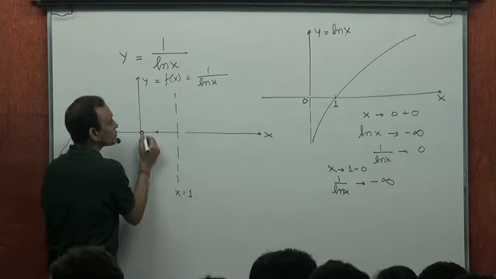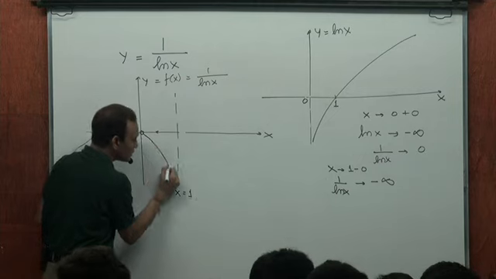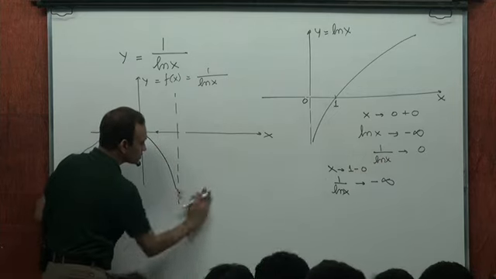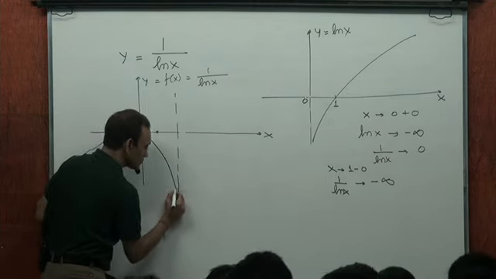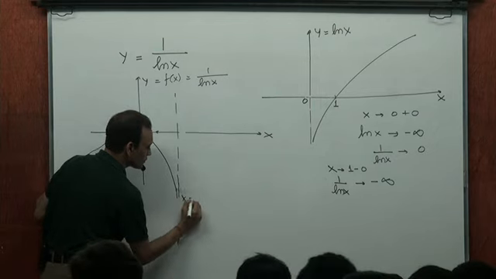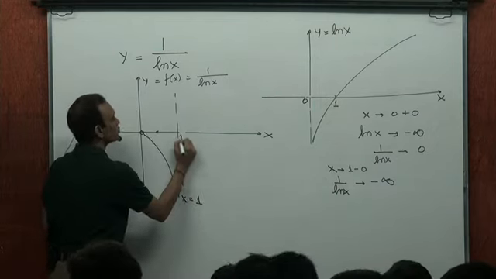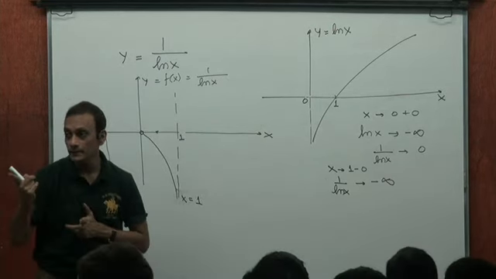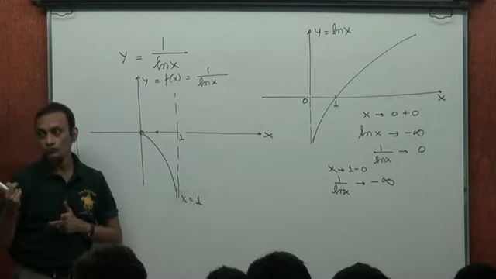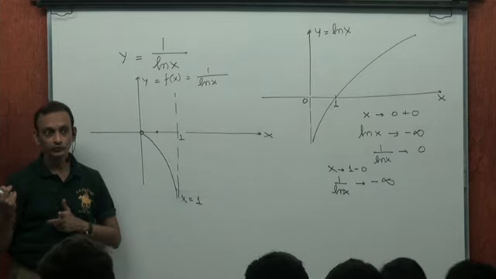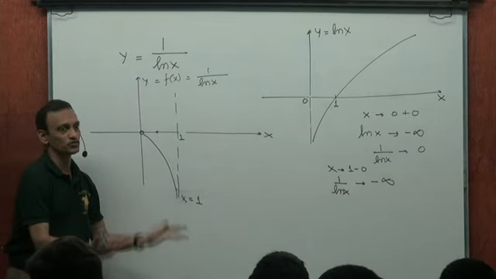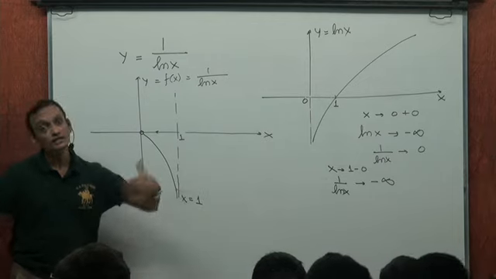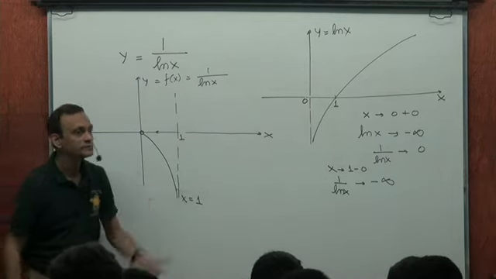And if I put all these things together, then this is what transpires. Yes or no? To the left of x equal to 1, this is the graph of y equal to 1 by ln x, right now. Now to the right of x equal to 1. Let's look at what happens to the right of x equal to 1.